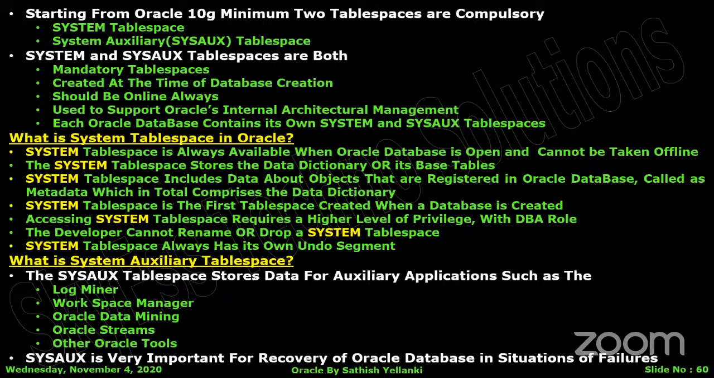So try to understand these constructs very carefully. If your system auxiliary table space is corrupted, then technically you can think that your recovery of your Oracle database is not possible. So any damage or corruption to your system table space can be recovered and repaired with the help of the system auxiliary table space.